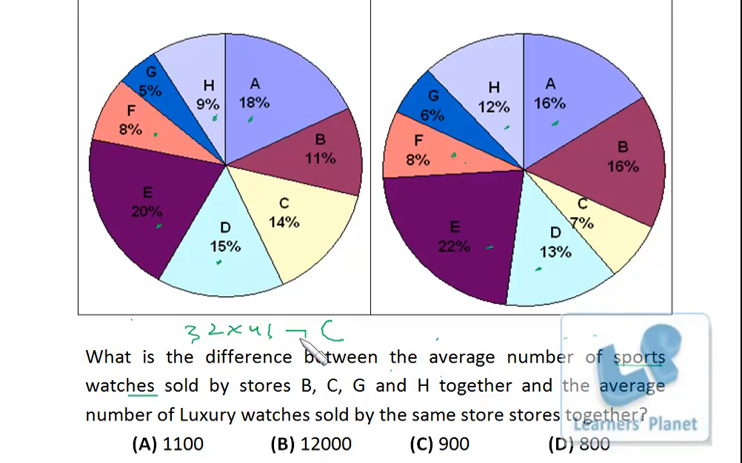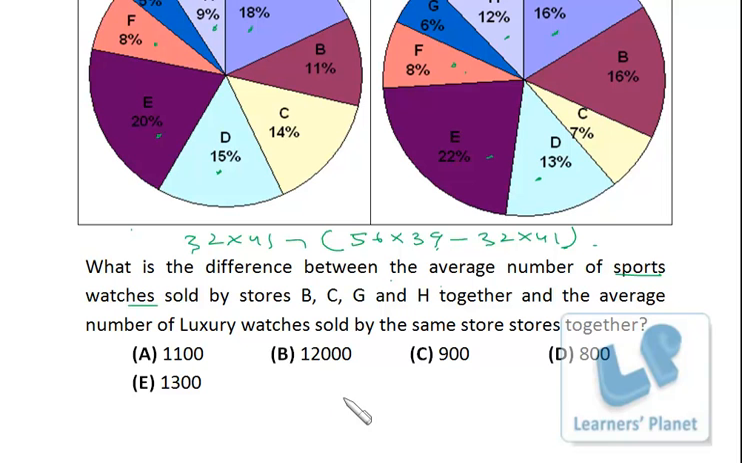Minus, we have to find the difference between sports watches and luxury watches. For luxury watches, from the total number of watches, which is 56, BCGH is 11 plus 14, 25, 30 and 39. So these are the total number of watches. From this, if we deduct sports watches, this is the total number of luxury watches, total minus sports. Divided by 4 will give us the average. So precisely it is 2 times 32 into 41 minus 56 into 39.